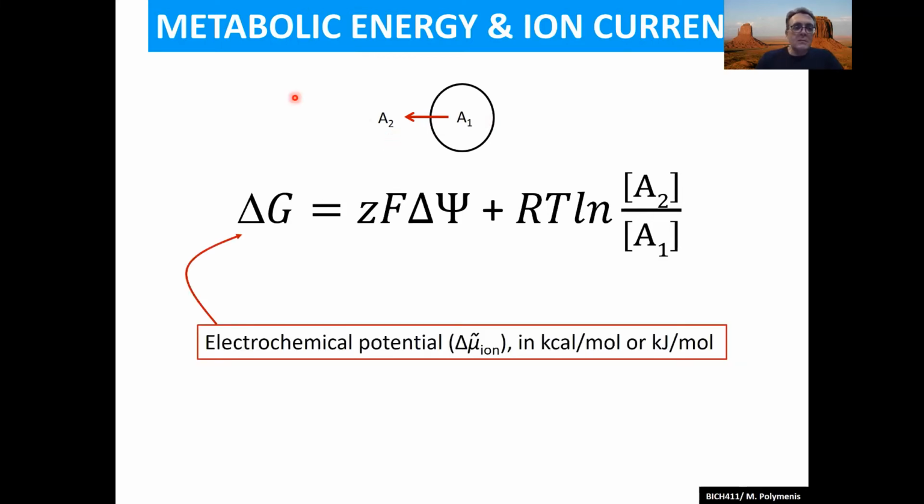And that is called the electrochemical potential. And it has a new name now, delta mu ion. And you can get this number, of course, because it is a delta G in kilocalories per mole or kilojoules per mole.